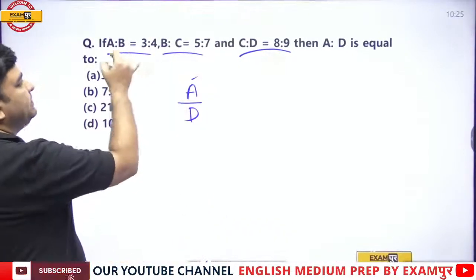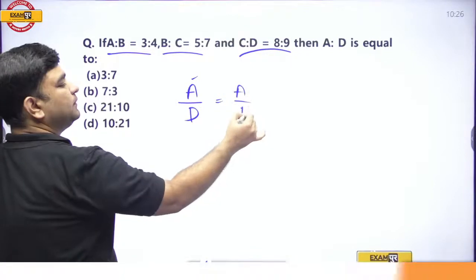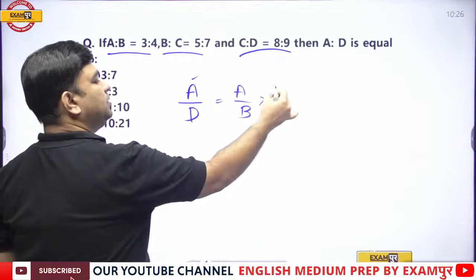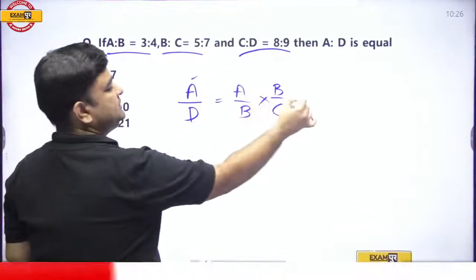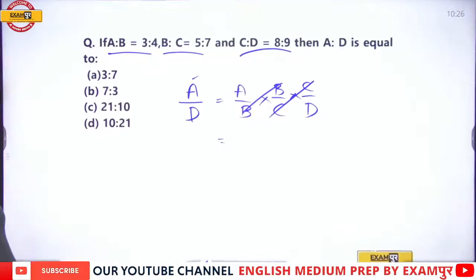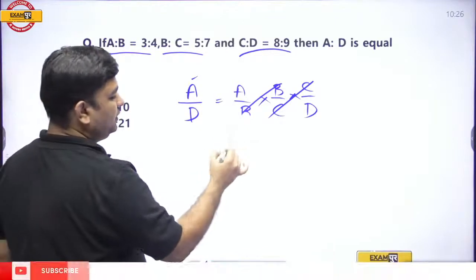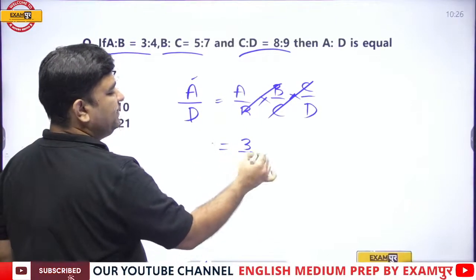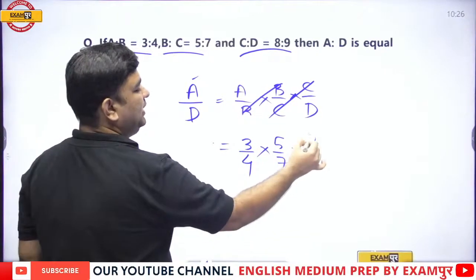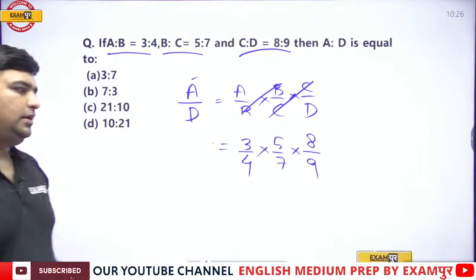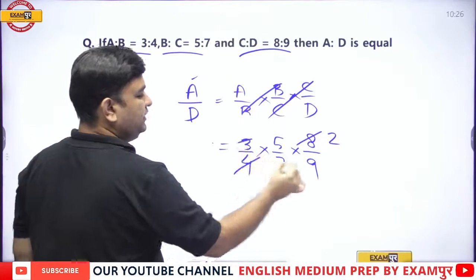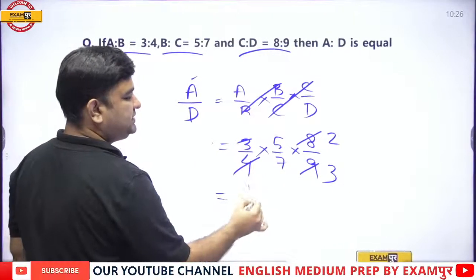Start with A. A by B is known. Eliminate B. B by C is known. Eliminate C. C by D is known. You got A by D. What is A by B? 3 by 4. What is B by C? 5 by 7. And what is C by D? 8:9. Cancelling 4 by 2 and 3 by 3, it is 10:21.